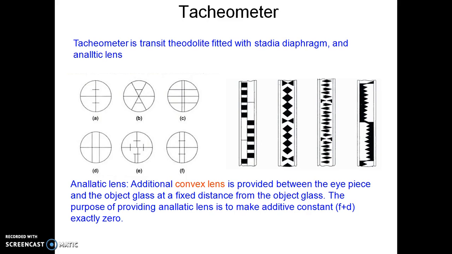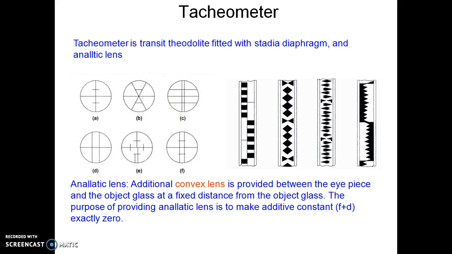The tachometer is also a transit theodolite fitted with a stadia diaphragm and an analytic lens. The theodolite may vary. The telescope, which may have the format of stadia hairs, is as shown in the figure: A, B, C, D, E, F. Any one may be there in the theodolite, and there are different types of leveling staffs we can use.